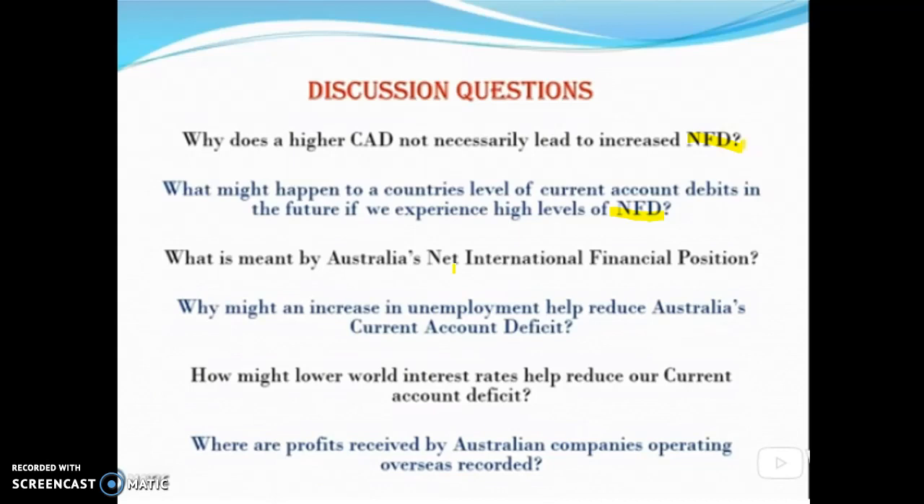So that's your net foreign debt, the amount we owe the rest of the world minus what they owe us, plus your net foreign equity, which is the total stake of foreign investment in Australia, property, shares, businesses, minus our stake overseas of property, shares, and businesses.